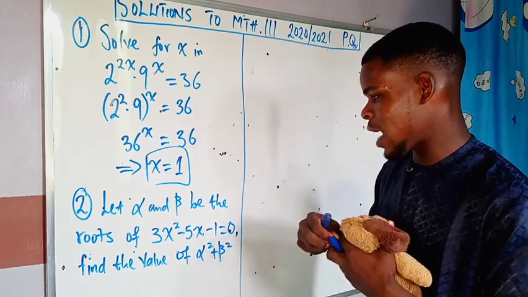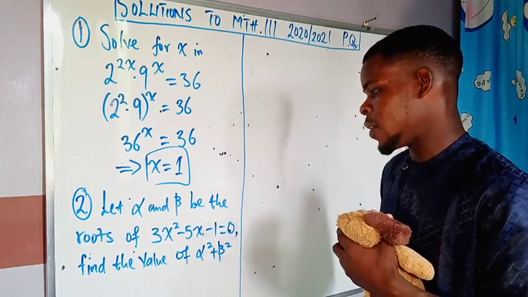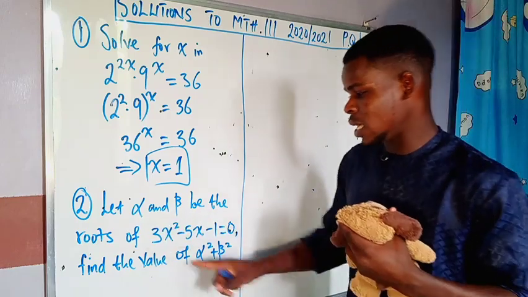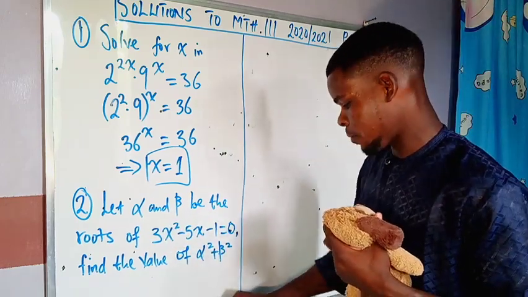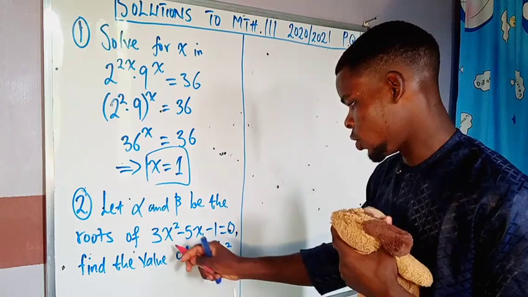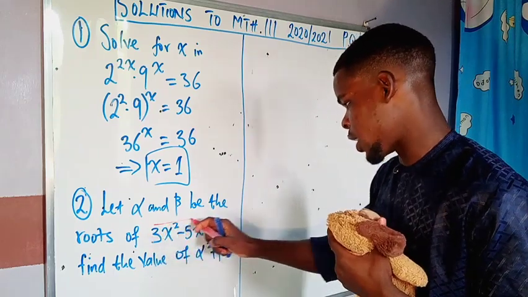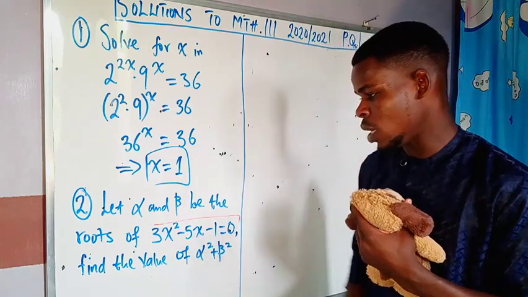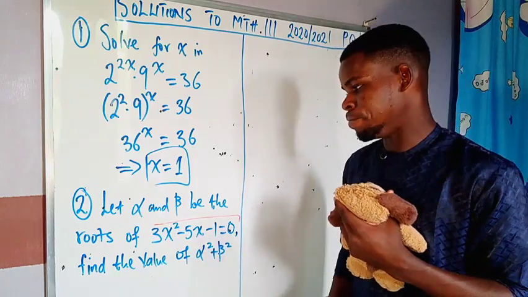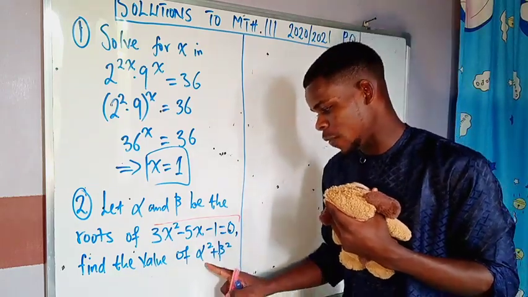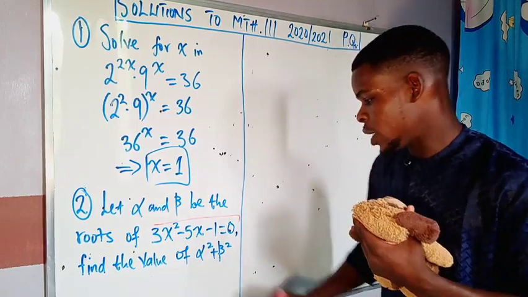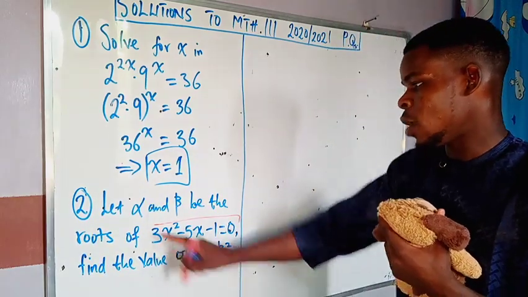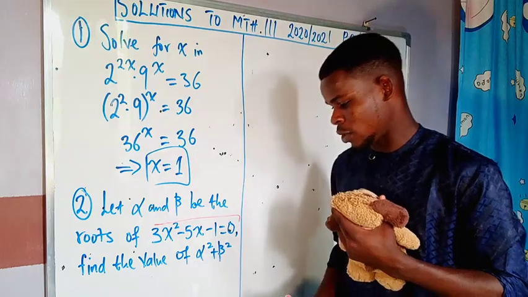We have to find alpha and beta, okay? We are given a quadratic equation here. This right here is the quadratic, where the highest power here is 2. Okay, and we are to find the value of alpha squared plus beta squared, that is the sum of the squares of alpha and beta, where alpha and beta are the roots of this quadratic equation.